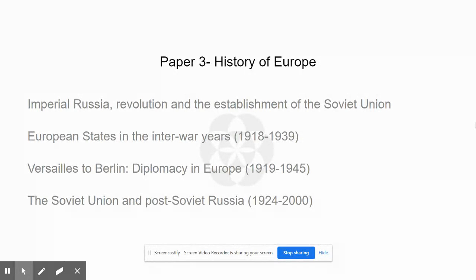So Imperial Russia Revolution, the establishment of the Soviet Union, European states in the interwar years, 1918 to 1939. Within that topic, we look at Germany, Italy, Spain, and we also look at the interwar years in either Ireland or Britain at the time. Then the road to war and what happened during the war. And then the Soviet Union and post-Soviet Russia, where we're looking at Stalin all the way up to Putin, the different leaders who ruled in the Soviet Union, and then the fall of the Soviet Union and the emergence of Yeltsin and Putin afterwards.